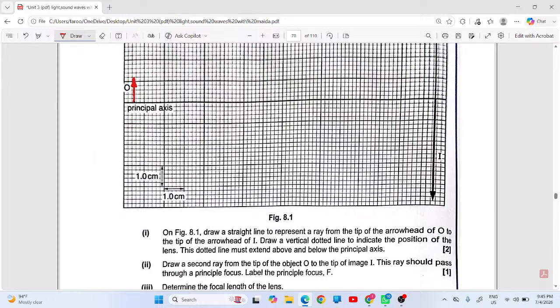What next? On figure 8.1 draw a straight line to represent a ray from the tip of the arrowhead of O to the tip of the arrowhead of I. You have to draw a straight line from the tip of O to the tip of I. First you draw this, which will tell you where the lens is. We start from the tip and join it to the tip of the image.